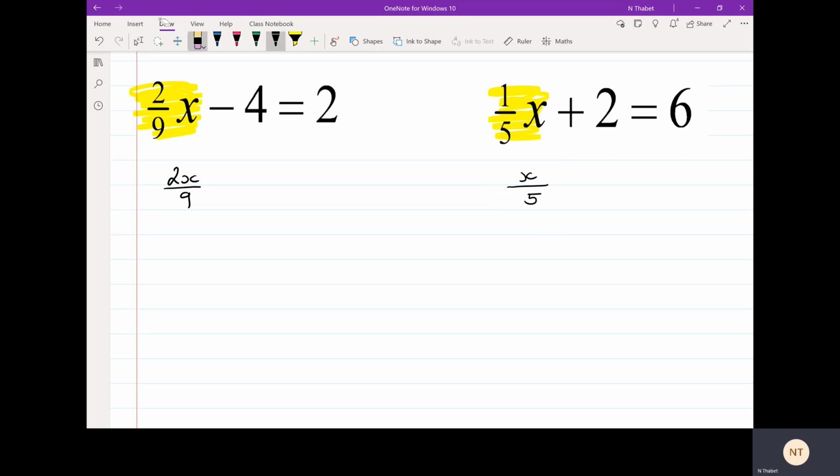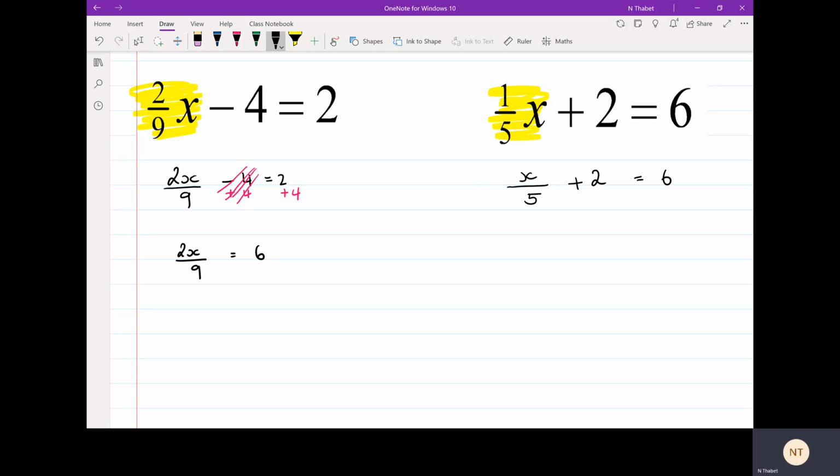So this is 2x over 9 minus 4 equals 2. And this is x divided by 5 plus 2 equals 6. The last thing that happened here was the subtract 4. So I'm going to start by adding 4 to both sides. Minus 4 add 4 is 0. And I end up with 2x over 9 equals 6.